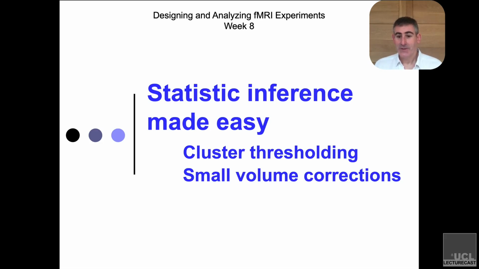In this final video, I want to talk about cluster thresholding. And in particular, I'm also going to talk about small volume corrections too. So in cases where we have some sort of a priori hypothesis about where we would expect the activations to show up, then we can perhaps constrain this multiple comparison problem by applying that sort of anatomical spatial information to reducing the number of comparisons that we need to look at.